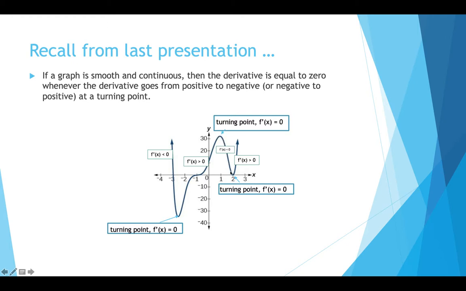And the interval where it's decreasing, the derivative is negative, less than 0. If it turns again at the turning point, the derivative is 0. And then after that, the original function is increasing and the derivative is positive. So how does it look when you look at a function and its derivative together?